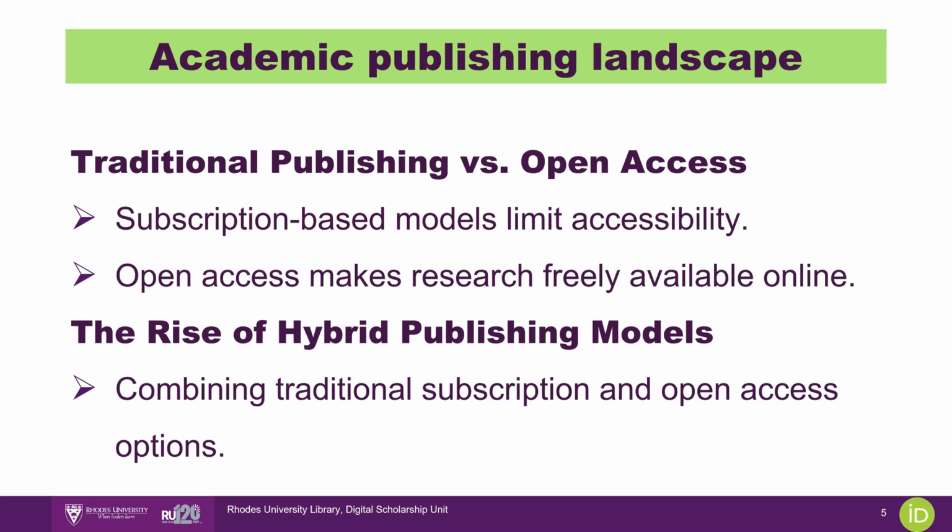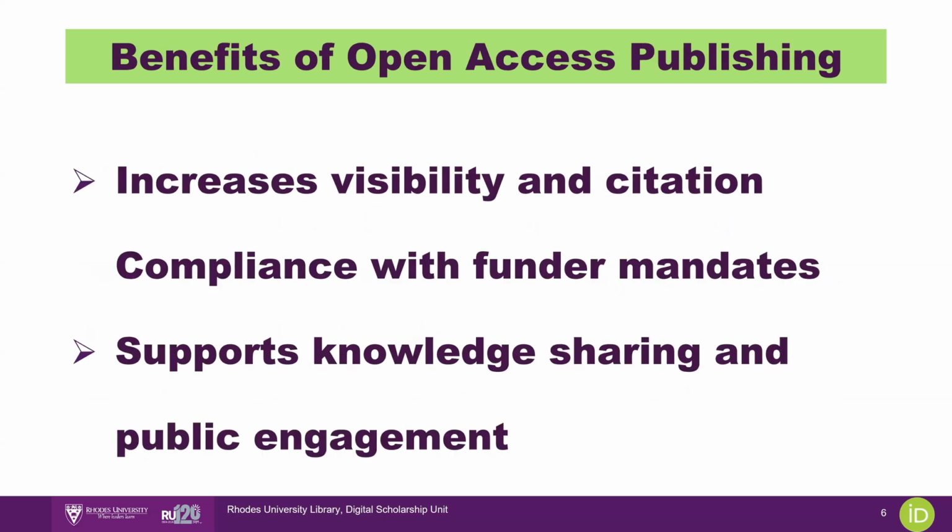There is also the rise of hybrid publishing models. This is the combination of the traditional model and open access, and those journals are hybrid journals. The benefits of open access publishing, obviously, are increased visibility and citation, which is why we are advocating for it. It also supports compliance with funder mandates, knowledge sharing, and public engagement.